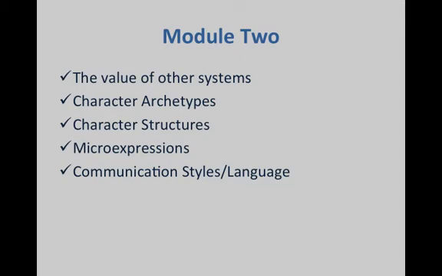Okay, so in this module, we're going to talk mostly about, just briefly touching on the value of other systems, which I think we talked about before, the character archetypes, character structures, micro expressions, and like I said, the communication styles or language. And we're going to show you that mostly through some examples of the Ennead style questionnaire, which was what you took when you took the Enneagram test before. So we'll look at a few of those at the end just to give you a feel of how language plays into these typings.